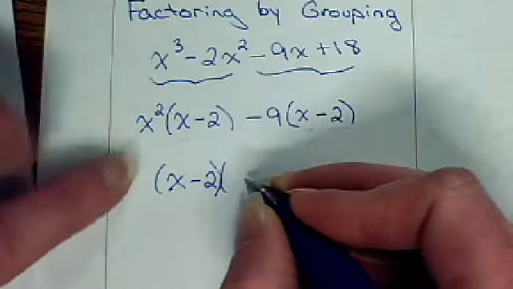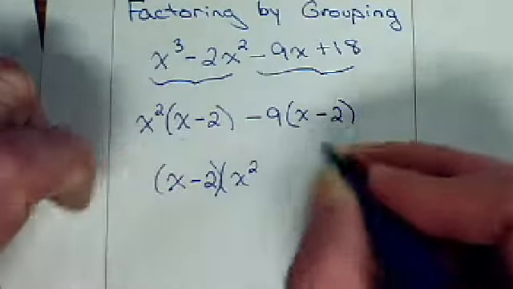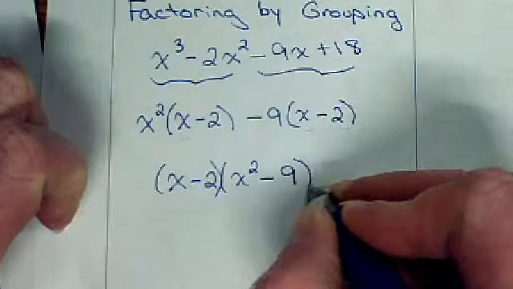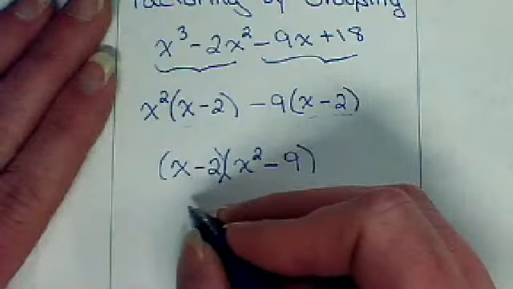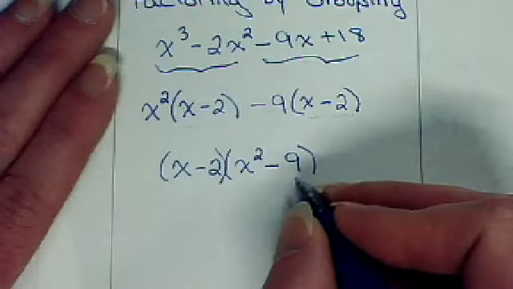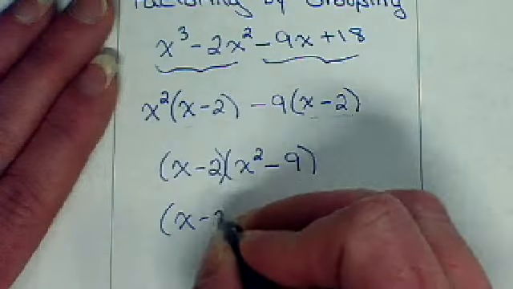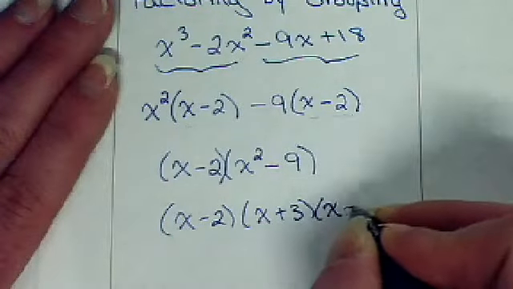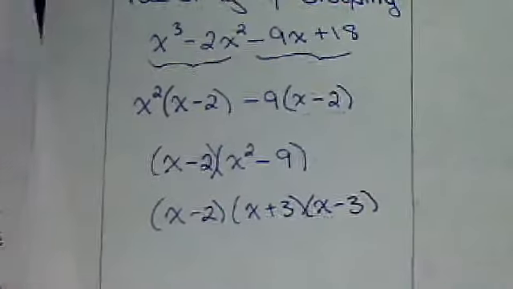When I factor out the x minus 2 from the first term, it's gone, and all I'm left with is x squared. When I factor it out of the next term, it's gone, and I'm left with negative 9. Now, we have x minus 2, which is a linear factor, which is fine. X squared minus 9 is actually the difference of 2 squares, and we know that pattern. That's easy. That's x plus 3 times x minus 3. All 3 are linear factors, and you're done.